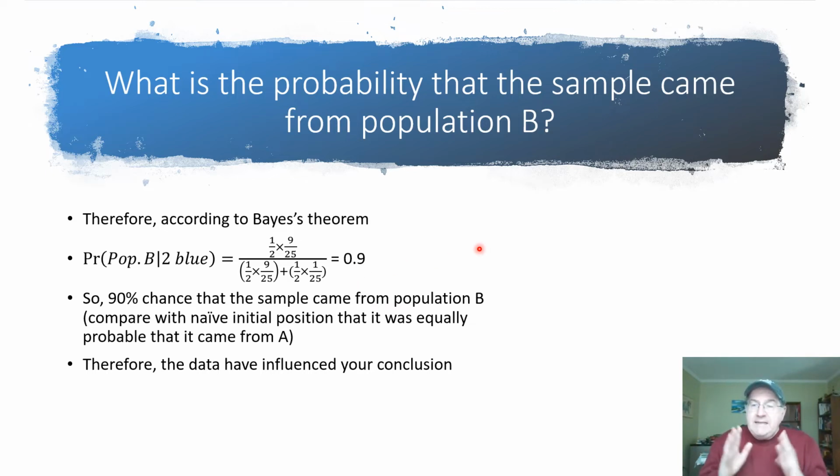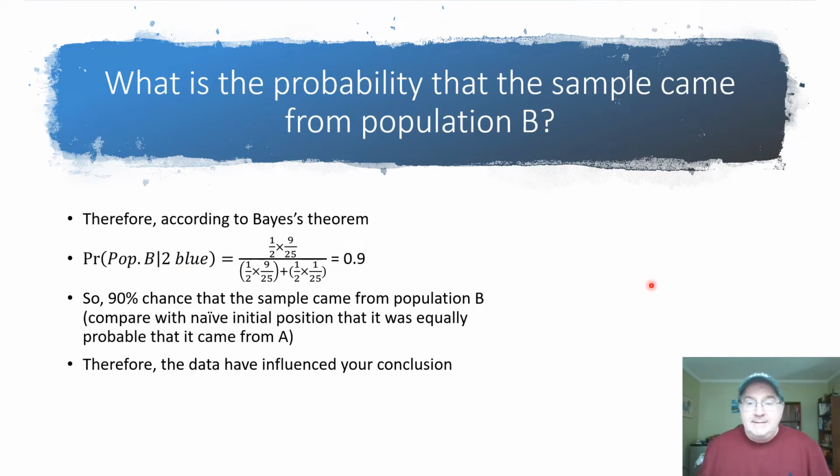So Bayes' theorem is telling us that the probability that this sample came from population B, given that we know that two individuals selected at random from this sample had blue eyes, is 90%. That's a heck of a lot bigger than what we started out with, where we said, naively, I don't know which population they came from. It could have been A, could have been B. The fact that you've got 2 blue-eyed parrots there means that the probability is 90% that they came from population B. So that tells you that the probability that this hypothesis is true, given the data, is 90%.